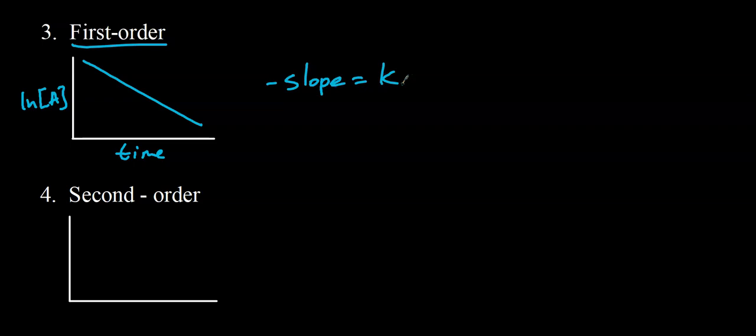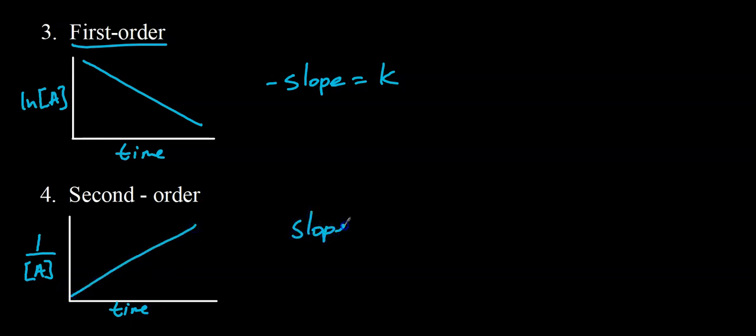All right, one more. Again, hopefully you can figure this one out. Any guesses of what plotting of what variables will give us a straight line if it's a second order reaction? You got it. Inverse of concentration versus time. Be careful this time, we get that. So our rate constant will be simply the slope.